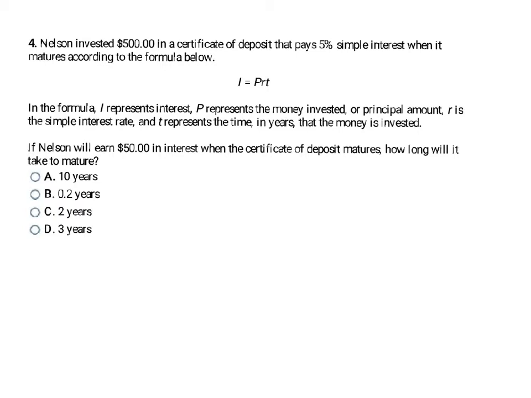And so now, if Nelson will earn $50 in interest when the certificate of deposit matures, how long will it take to mature? So I have these three values that I have to see: which ones do I know and which one am I solving for. So here, Nelson invested $500. The P is the amount of money invested, so that means my P here is going to be 500.